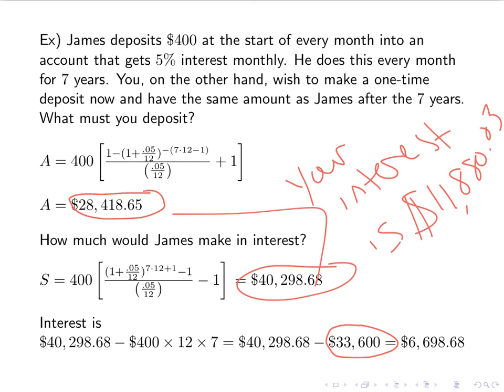$11,880.03. So you, making your one-time deposit, make more money in interest altogether, but you have to put more in right away. James is only putting in $400 every month, but he ends up with less interest because you've been making interest on all of your money the whole time. James has only been making interest on that first $400 the whole time.